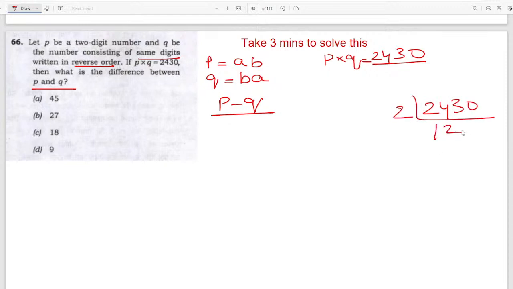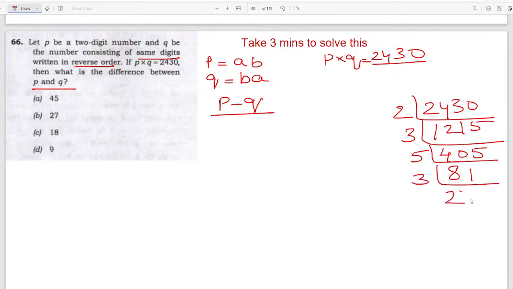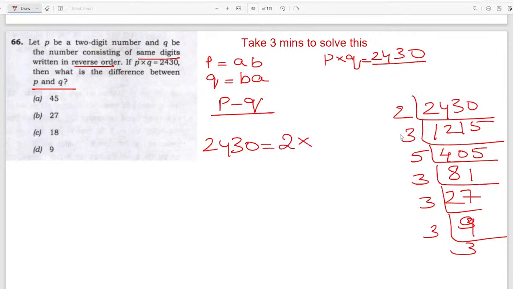Dividing 2430 by 10, 2, 3, 5, we factorize it. So 2430 can be written as 2 into 3 raised to 5 into 5.